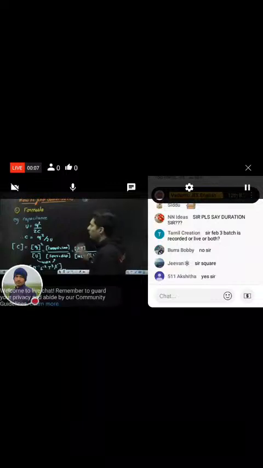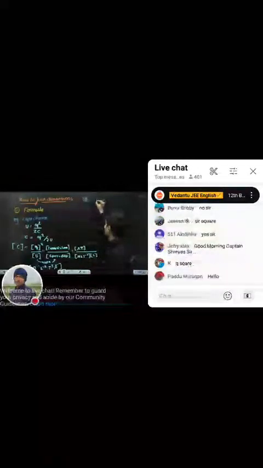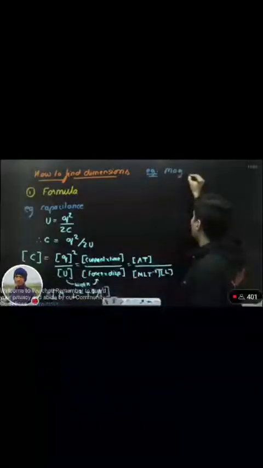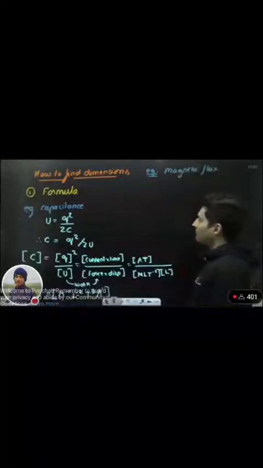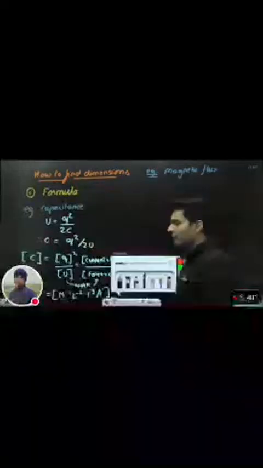How many of you can quickly get this? Find the dimension of magnetic flux. Come on. This kind of question can come: the dimensional formula of magnetic field, magnetic flux, etc.